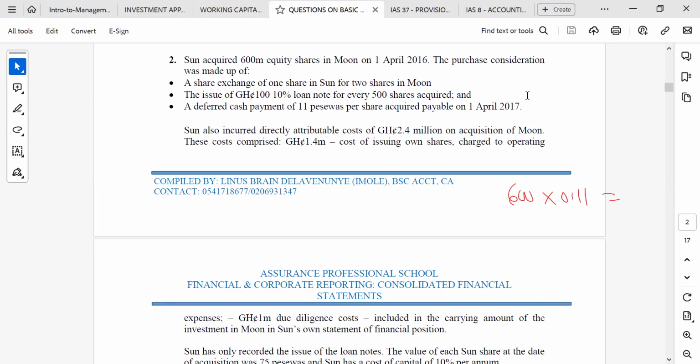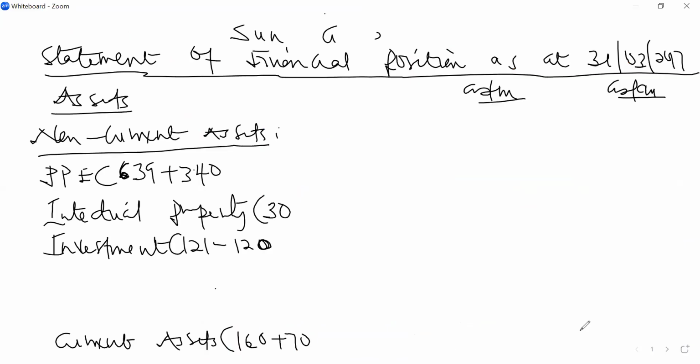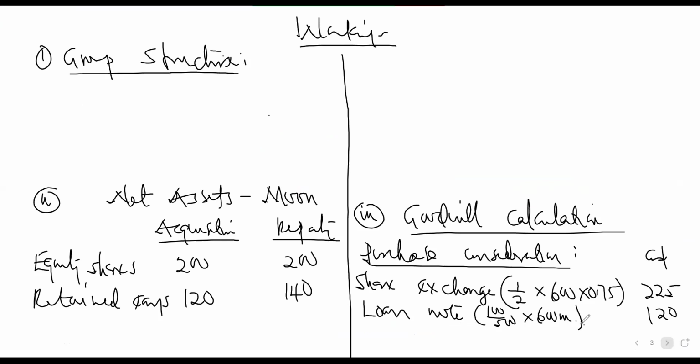That will be 66, isn't it? Yes, sir. This amount will be paid in a year's time. But the question is, there is an interest element over here. So if you have cash today, how much are we going to be paying them? We present value this amount. How do we present value that? The cost of capital must be given.